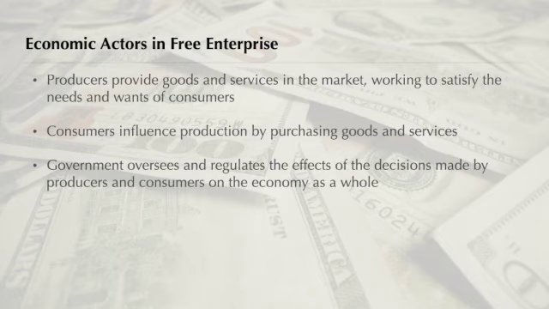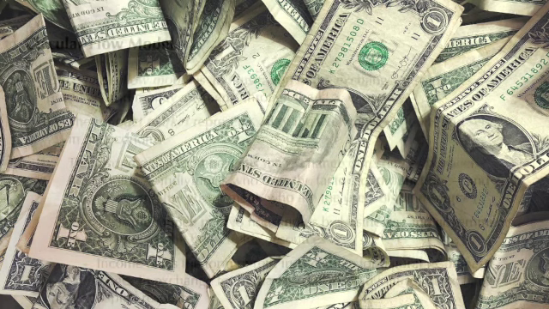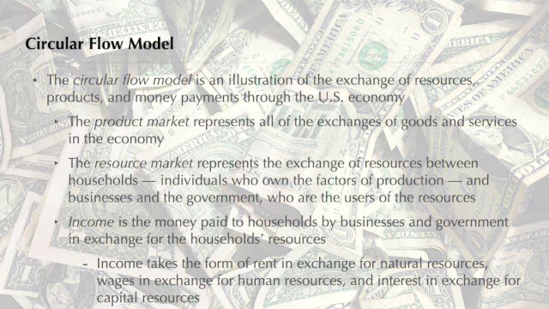Government, producers, and consumers play different but connected roles in a market system. To answer the economic questions of what, how, and for whom to produce, these economic actors also rely on a system of exchange. In a free enterprise system, resources, products, and money payments are exchanged among the different actors in the economy. This exchange can be traced in a circular flow model.